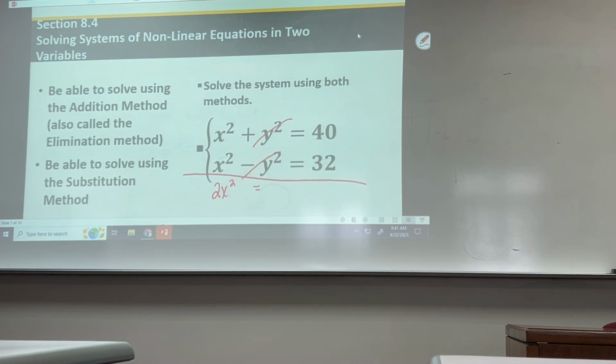40 plus 32 is 72. Then I'll divide both sides by 2. And I end up with x squared equals what? 36. Take the square root of both sides. What's x? Positive and negative 6, right?